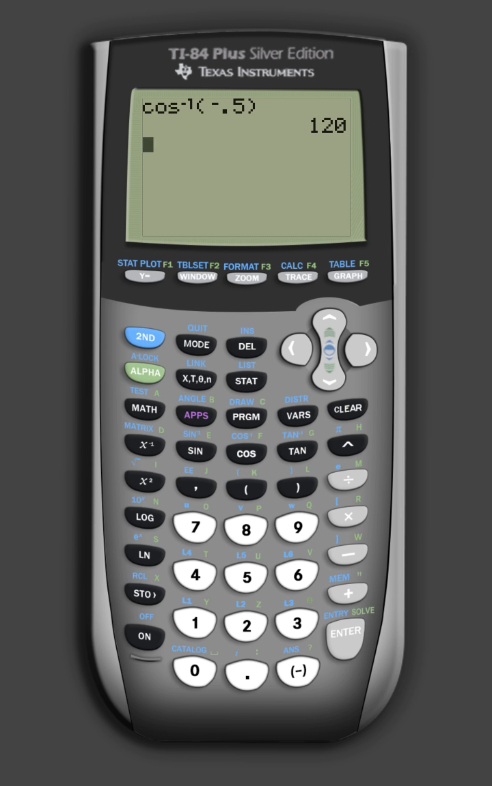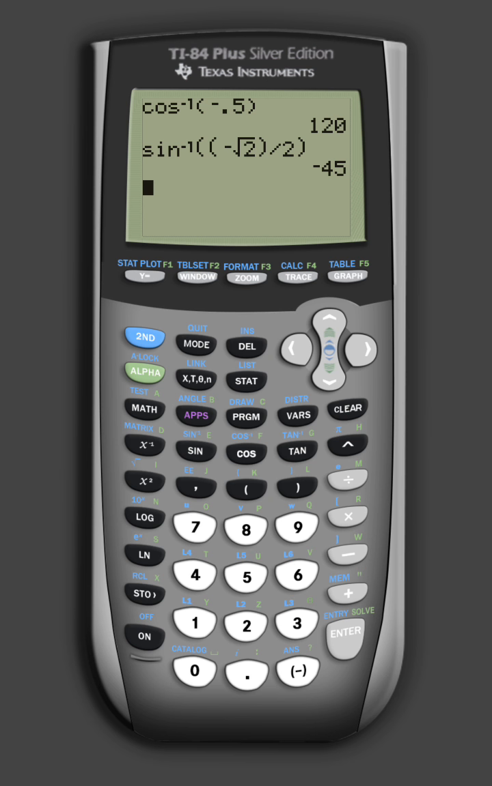If we do our second example of the inverse sine, we can do second sine so that we get the sine inverse there. And we're going to do the same thing. We're going to enter in negative root 2 divided by 2. And here we get negative 45 degrees.